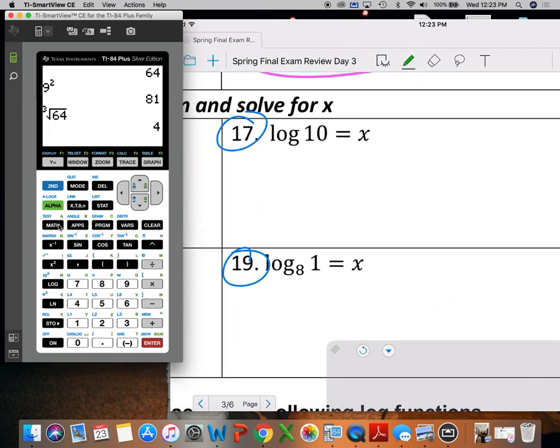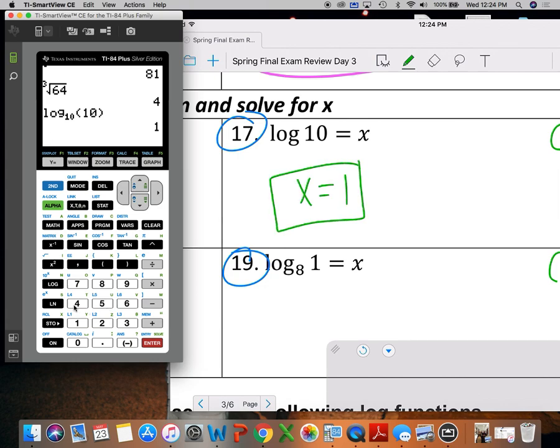Now for 17 and 19, we're going to do these in the calculator. So our steps are to click Alpha Window 5, and we type in what we see. Now remember, if there is no base shown, it's a base 10. So we do it again. Alpha Window 5, we have a little 8 and a big 1, so x is 0.